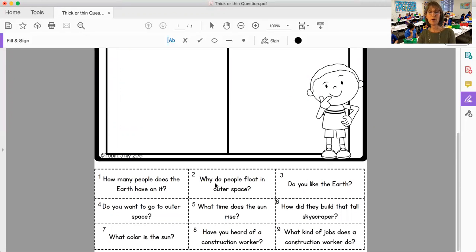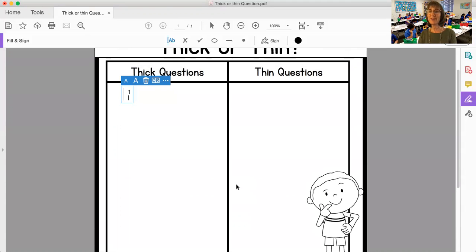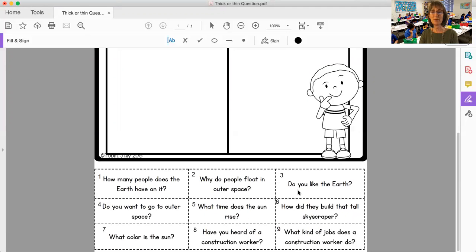Number 2. Why do people float in outer space? That's an interesting question. Would we have to look it up to find the answer? Yeah, we could read all about gravity and why out in space there's not as much gravity. So let's put that as another thick question. Let's go on to number 3.